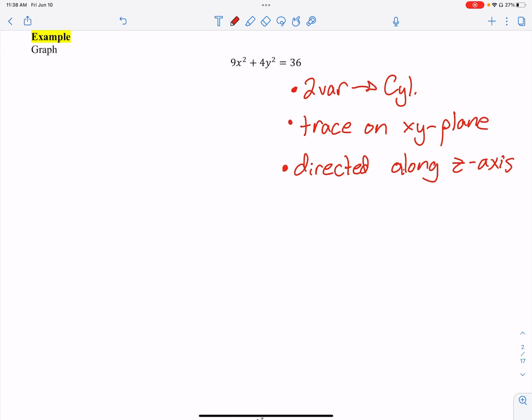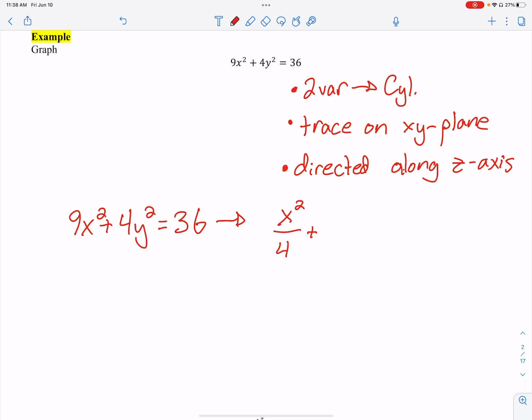All right, so the first thing I'm going to do, this is the conic section part. I need to graph this, but that's not in a form that I can recognize. So I'm going to divide everything by 36. I get x squared over 4 plus y squared over 9 equals 1. This is an ellipse with A equal to plus or minus 2 and B equal to plus or minus 3.